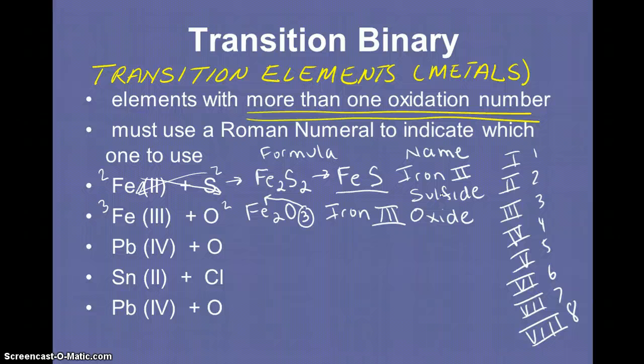Let's take a look at the next one. We have lead. Well, lead has more than one oxidation state as well. And here, this particular scientist chose to use 4. We now know that oxygen has an oxidation state of 2. Again, they're going to switch. So how do I write this?